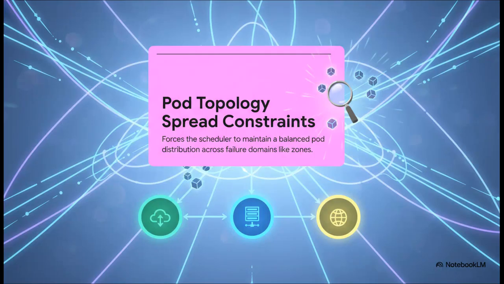So how do we fix this? Enter a feature called pod topology spread constraints. Now, this is way more than just telling pods to stay away from each other. This is about giving the scheduler strict mathematical rules to keep a balanced distribution across what we call failure domains, like your different availability zones.